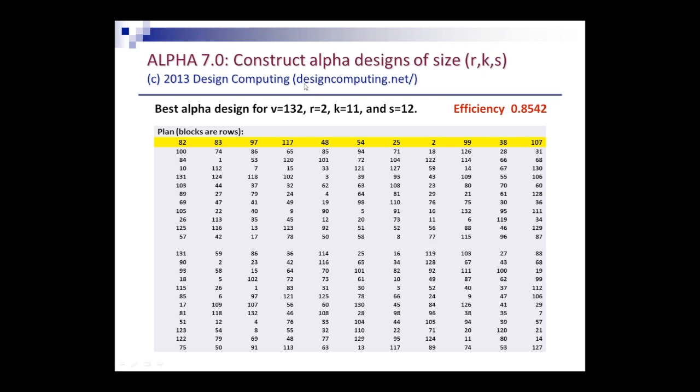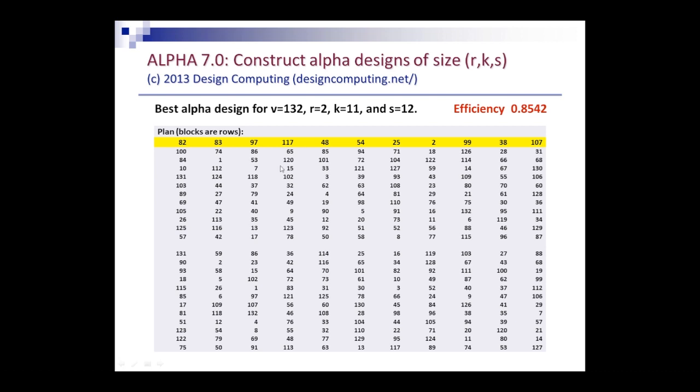So I got a randomization from Alpha, and as you can see here, it told me the efficiency estimated would be 85%, which is acceptable. And so you give it some parameters, you answer a few prompts, and it gives you this plan. And in the plan, my incomplete blocks are in the rows. And then I have 2 replications. So this part here represents my first rep, and this represents my second rep.